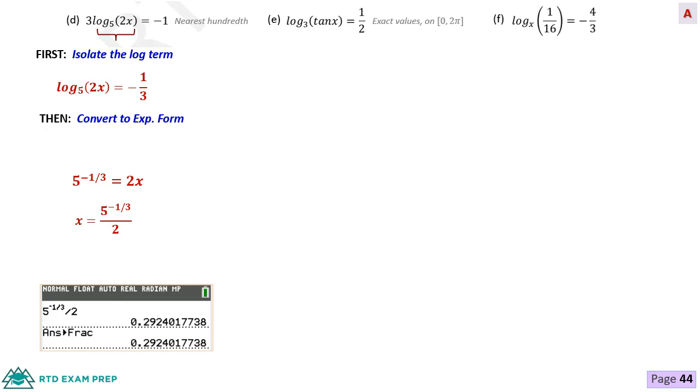Of course, there are other things we could do. We could, for example, move 5 to the negative 1/3 into the denominator. We could write it as the cube root of 5 at that point. But none of this is going to make it any easier for us to type in our calculator. And since we've noted the nearest hundredth here, we'll just type it in now. So 5 to the negative 1/3 divided by 2 gives us 0.29.